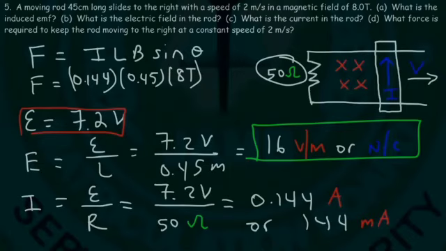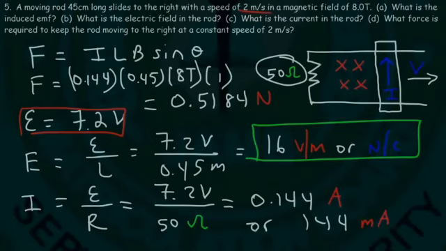And because the magnetic field is perpendicular to the area of the rectangular coil, it's sine 90. Sine 90 is just 1. So we just have to multiply those three values. It's going to be 0.144 times 0.45 times 8, and so this is equal to 0.5184 newtons. So that's the force required to keep the rod moving at a speed of 2 meters per second.